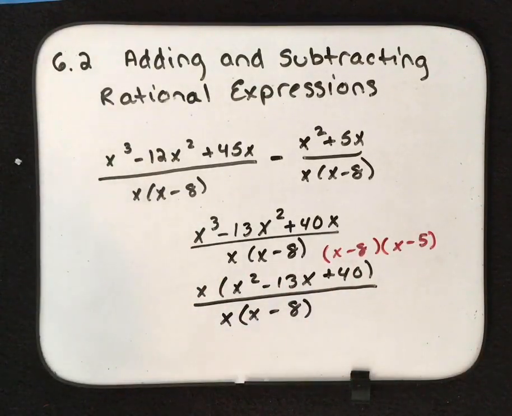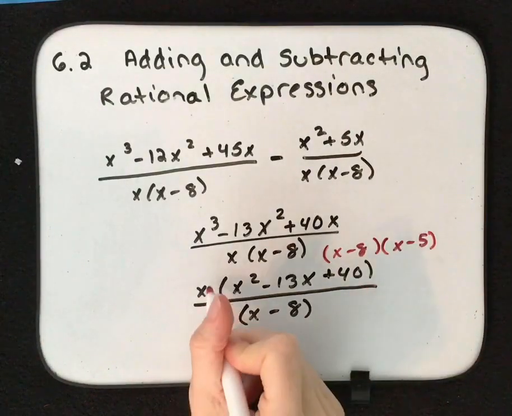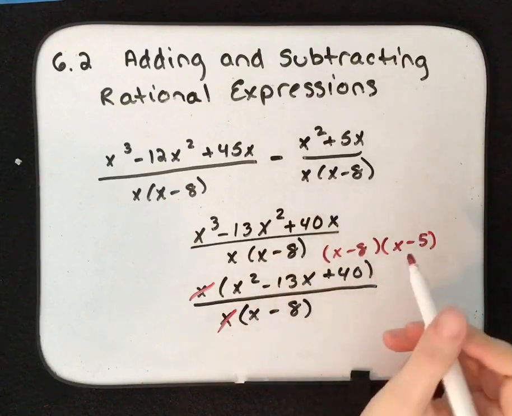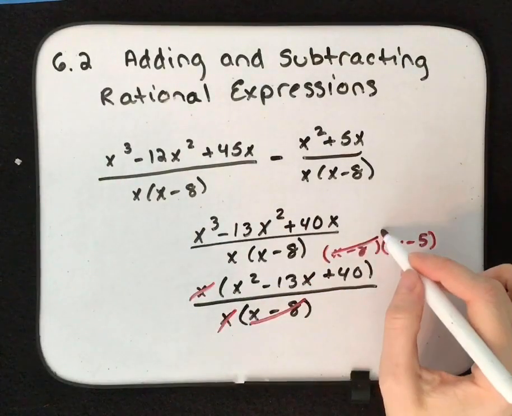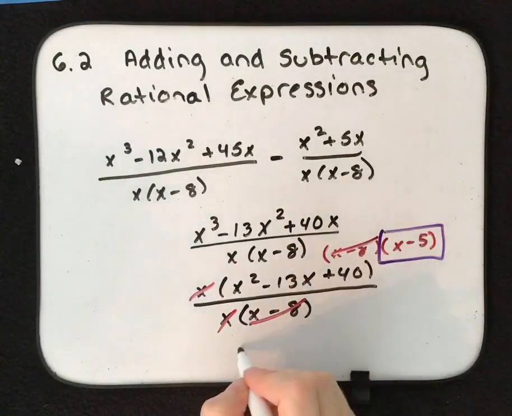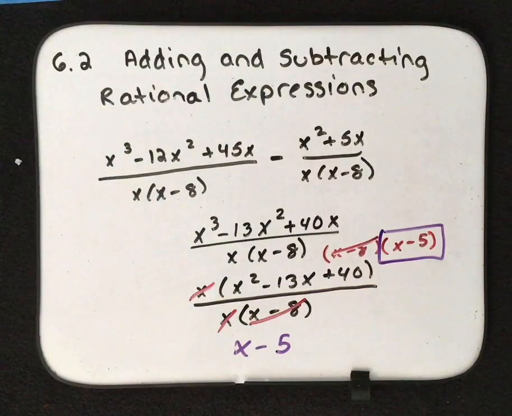So now we need to look at the numerator and the denominator and see what will cancel out. In our numerator we have an x, in the denominator we have an x. X minus 8, looks like our whole denominator cancels, and all that we have left over is this x minus 5 right here. So this whole thing simplifies to just x minus 5.